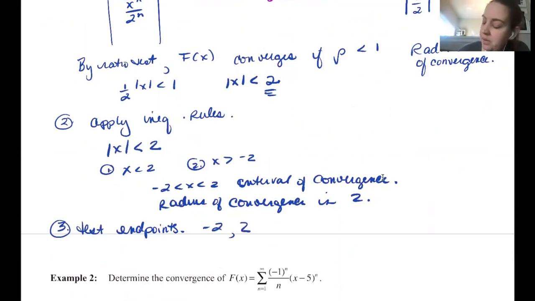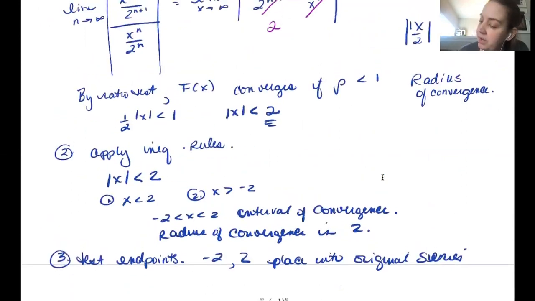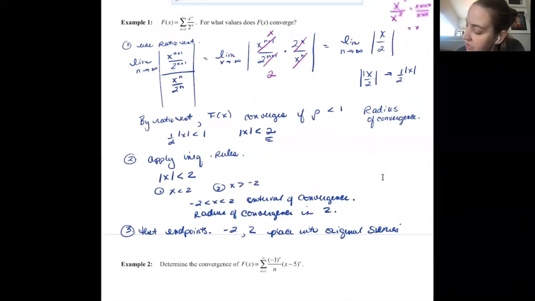You place them into the original series. So those are x values, your -2 and your 2. So we are going to look at this series from n equals 0 to infinity of -2 for x, to the n over 2 to the n. And then your other endpoint is +2, so n equals 0 to infinity of 2 to the n over 2 to the n.